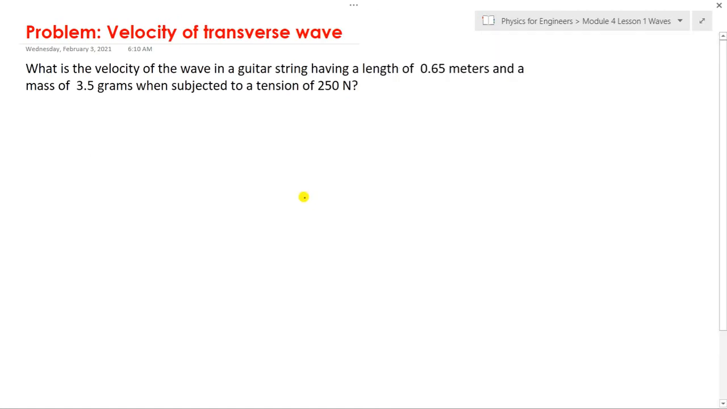That is the velocity of a transverse wave. So here, in this problem, what is the velocity of a wave in a guitar string having a length of 0.65 meters? Again, we're going to write the given. Given here is the length, 0.65 meters. To be safe in your calculation, always keep the length in meters.